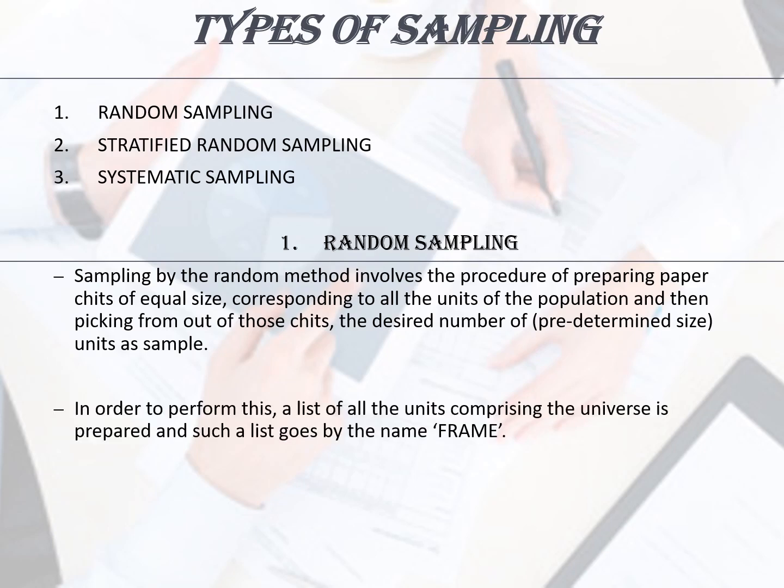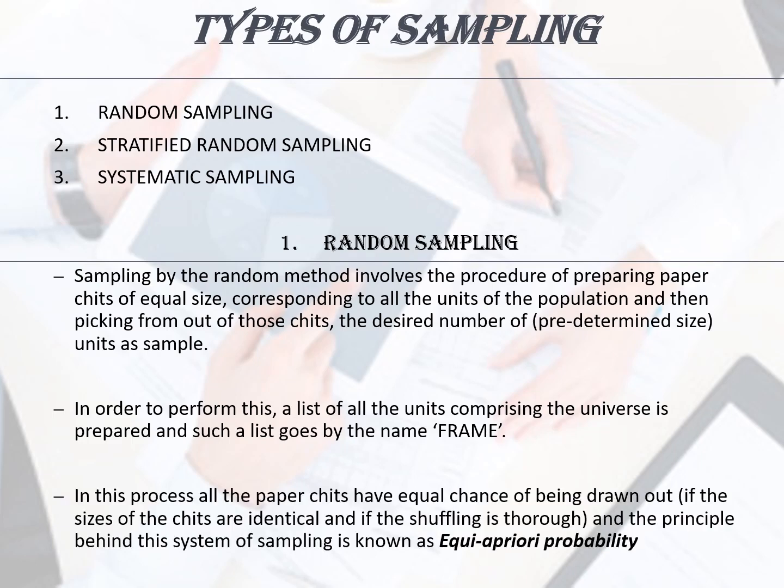In order to perform this, a list of all the units comprising the universe is prepared, and such a list goes by the name frame. In this process, all the paper chits have equal chance of being drawn out, if the size of the chits are identical and if the shuffling is thorough. The principle behind this system of sampling is known as a priori probability.